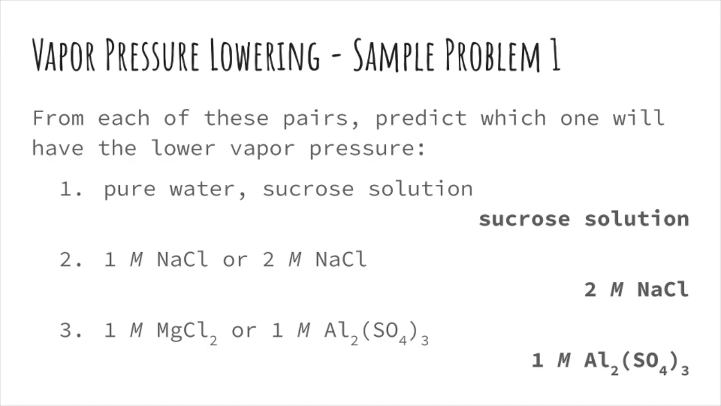These strong electrolytes will dissociate into a different number of ions. Magnesium chloride has 3 ions in the formula unit, so 1 molar MgCl2 will dissociate into 1 molar magnesium ions and 2 molar chloride ions. That's 3 moles of ions per liter. For aluminum sulfate, it has 5 ions per formula unit, so 1 molar Al2(SO4)3 will dissociate into 2 molar aluminum ions and 3 molar polyatomic sulfate ions. That's 5 moles of ions per liter. More particles in solution means the vapor pressure goes down more, so 1 molar aluminum sulfate will have the lower vapor pressure.